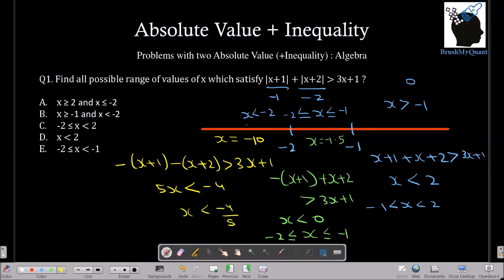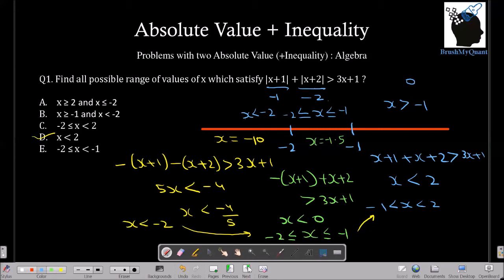Now our range was x is less than minus 2. So the final answer will be x is less than minus 2. If you notice, we have covered the entire range starting from x is less than 2 and going all the way till negative infinity. So our answer is option number D, which is x is less than 2.